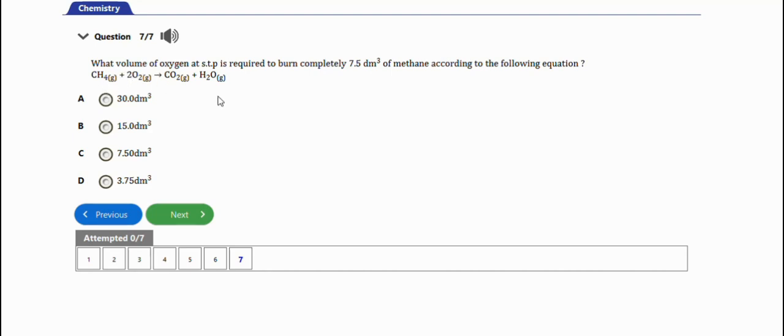Alright, so it will now be, according to the law of combining volumes, and we're having 7.5 dm cube of methane according to the following equation. Okay, this oxygen at STP required to burn completely this volume. And the mole ratio of oxygen is 2. So all you simply need to do is to multiply this 7.5 dm cube by this mole ratio of oxygen gas. So that's 7.5 times 2, which will give you 15 dm cube. That will be the answer to this question, option B.